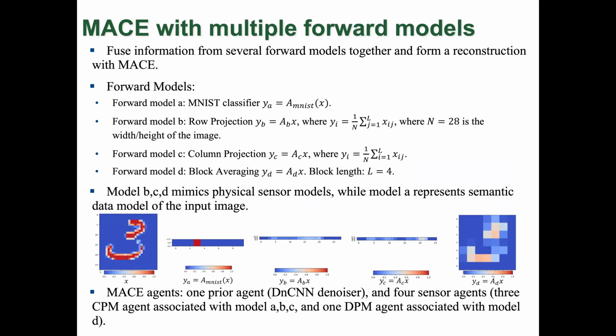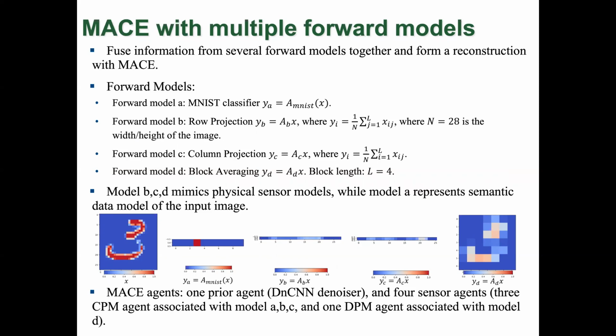We now take a single digit image and pass it into 4 different forward models. Forward model A is the MNIST classifier we've seen earlier. Model B is the row projector, which computes the average pixel values of the input image along horizontal directions. Model C is a column projector that computes the average pixel values along vertical directions. Model D is a block averaging function that calculates the average pixel values within each 4x4 block area. We can see that all of these models are quite simple. Models B, C, and D mimic physical sensor models, while model A represents a semantic data model of the input image.